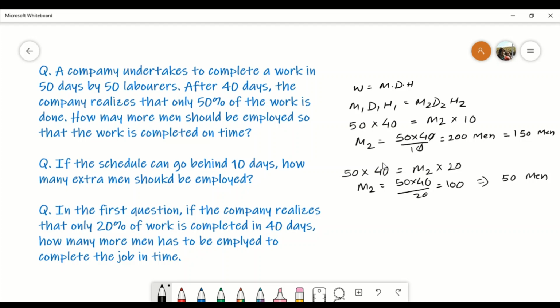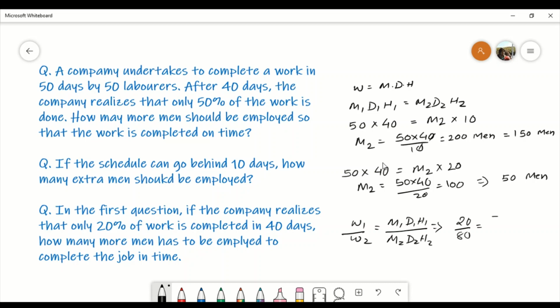In the third question, it is again a slight variation, which says that, let's say, after 40 days they realize that only 20% of work is completed. Then in that case, how many men should be employed to complete that job in time? So now we don't have W as same, right? Because the first part of work is 20% and the second part of work is 80%. So we have W1 upon W2 is equal to M1 T1 H1 upon M2 T2 H2, which gives us W as 20%, this is 80%.